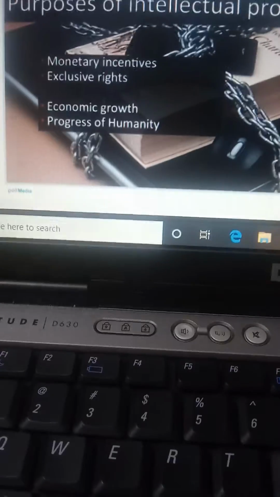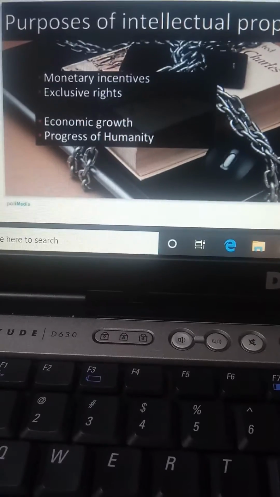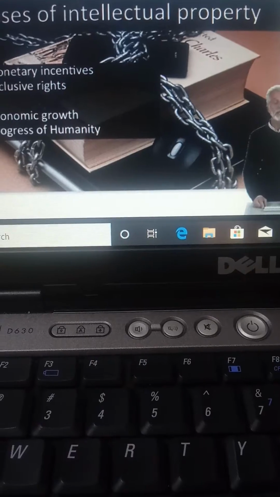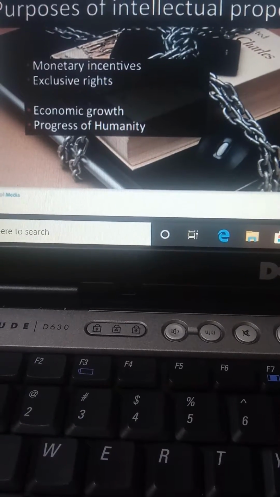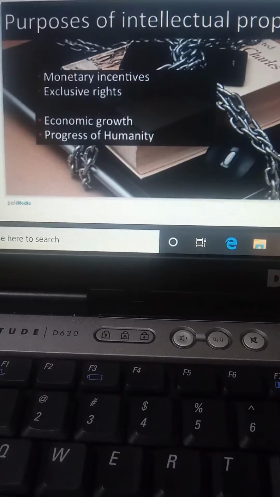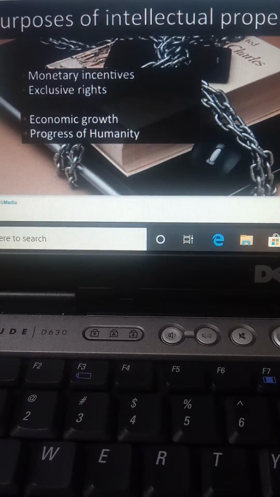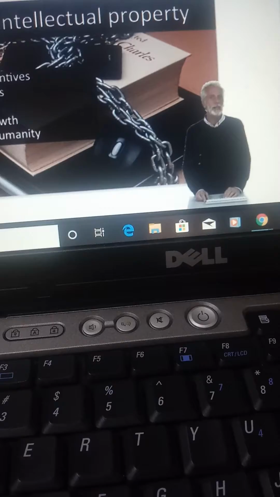But why is intellectual property protected? What are the advantages that an author gets? Well, first, monetary incentives. The creator of the intellectual property and his descendants are given exclusive rights to use it during a number of years and are entitled to charge a fee for its use by others.